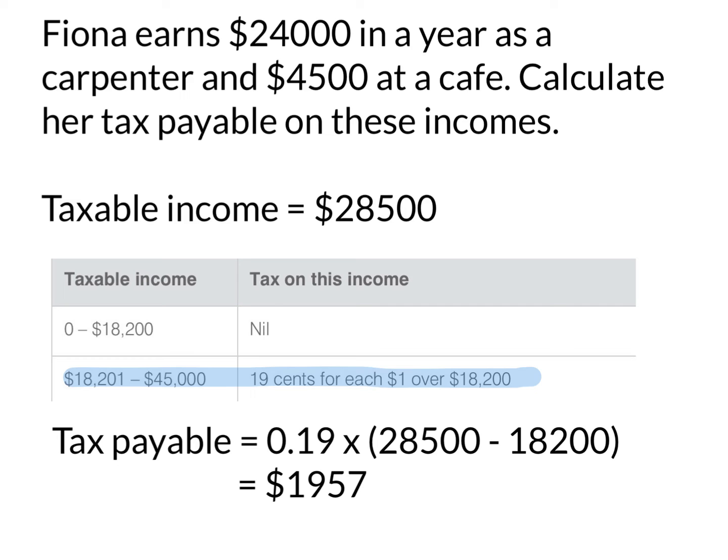She has to pay 19 cents for every dollar that $28,500 is over $18,200. So for 19 cents, make sure you enter it on your calculator as 0.19 times, and then we subtract the two amounts, her taxable income minus the amount that it's over. That gives us $1,957 in tax she pays.